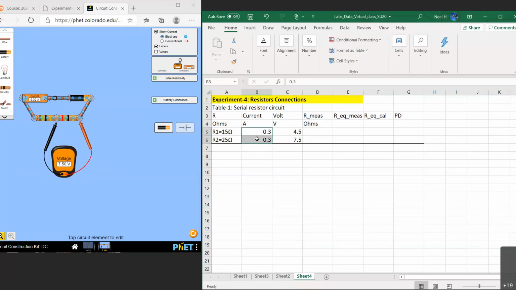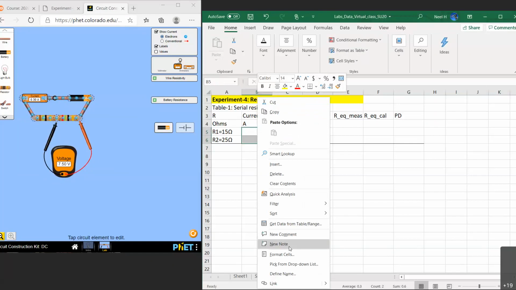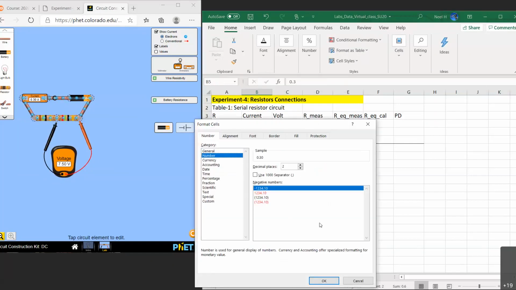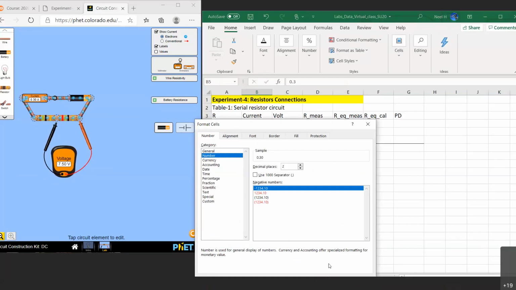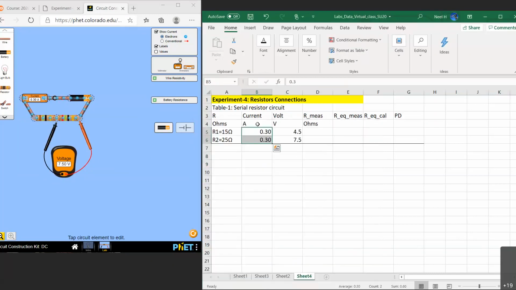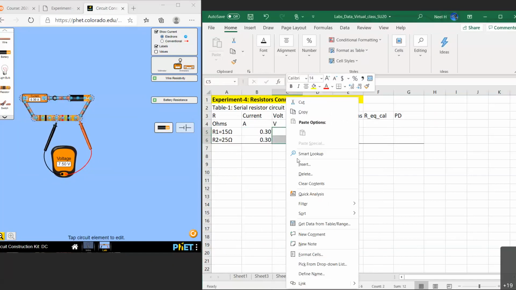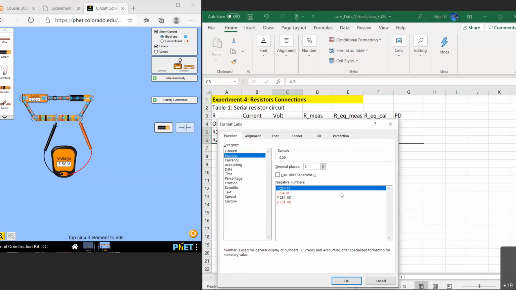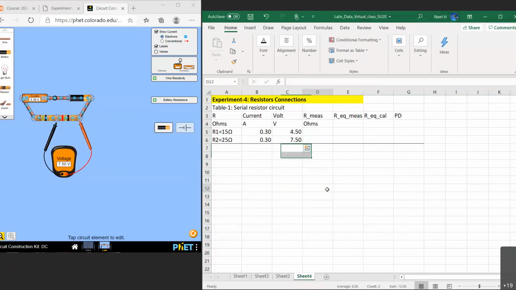And you have to reformat this one, right? The resistance we are measuring down to three significant figures, down to 2 decimal places. You can format that column itself to represent that. Then you are measuring voltage down to 2 significant figures, so format cells. I need 2 decimal places to represent that correctly. Okay, now we have exactly the right decimal places.